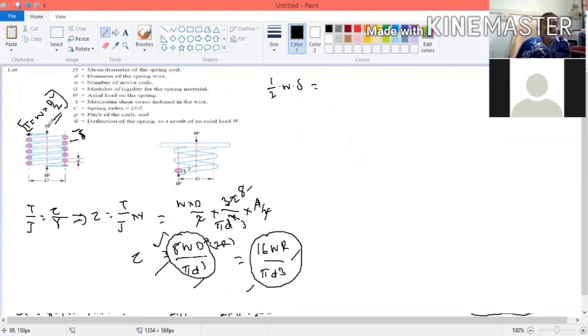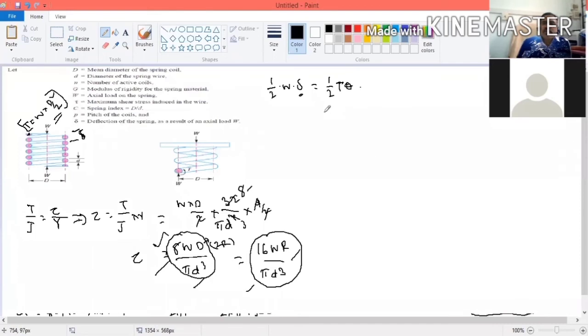Here it is subjected to torsion. Then the strain energy stored is equal to half into T into theta. So work done is equal to energy stored. Using this equation only, we are going to calculate the value of delta, the deflection. Now, in this equation, you substitute the value of T and theta. Let us substitute the value of theta first.